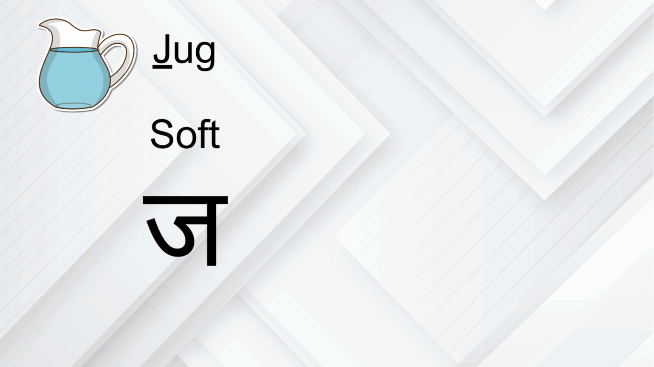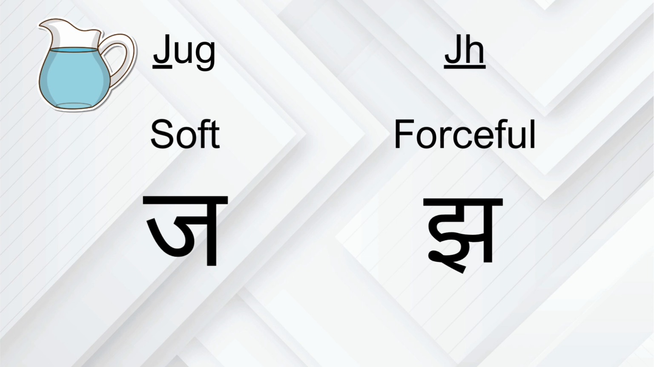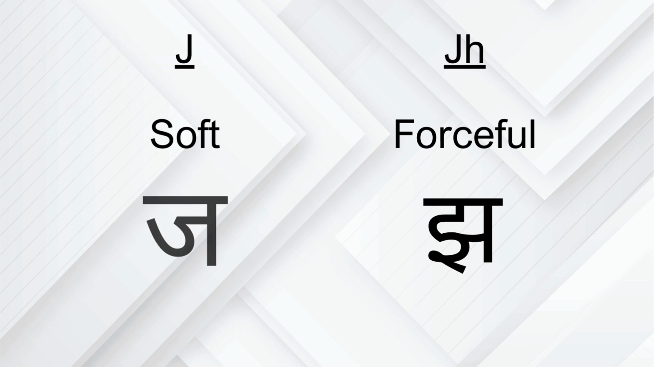J sound in jug in Hindi is written as J. When you say this in a forceful way, it's Jha. Notice the difference. J, Jha. J, jana. Jh, jhula. J, jal. Jh, jhanda.